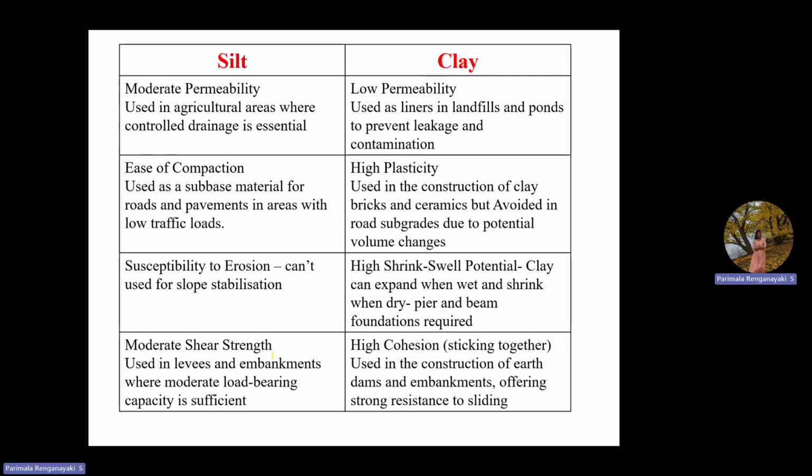Clay. The clay is used for brick production. So low permeability, used as liners in landfills and ponds to prevent leakage and contamination. It has high plasticity, used in construction of clay brick and ceramic, but avoided in road subgrades due to potential volume changes. Okay, thank you.